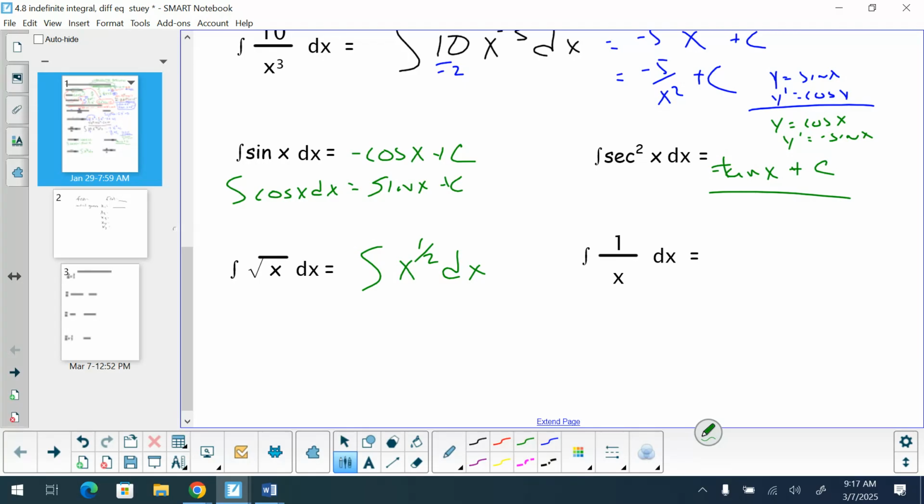x to the 1/2 power would be your antiderivative. Once again, I will ask you to simplify radicals. I won't necessarily make you rationalize, but I'll get you maybe some ugly things to work with. I will ask you to simplify them though.